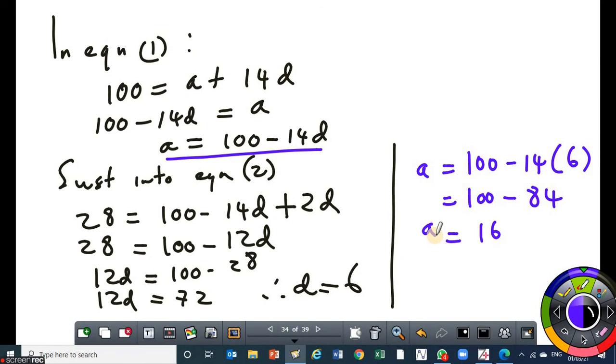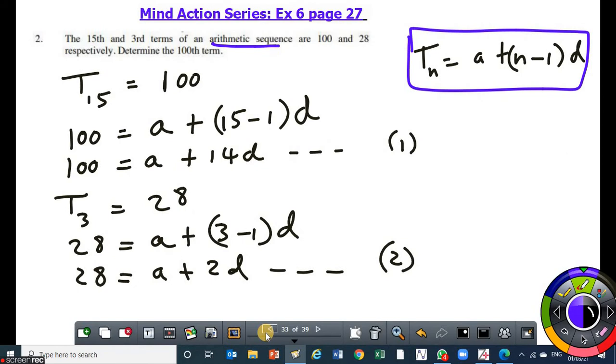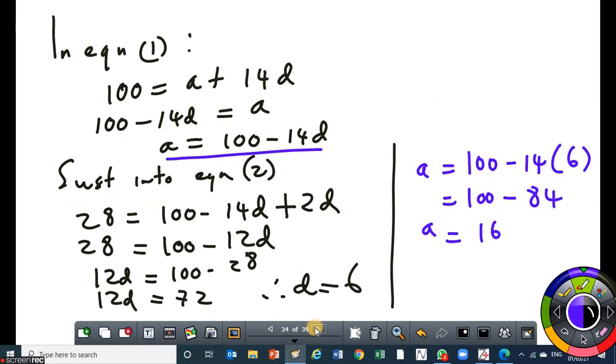Now, what was the question asking? Just give me a second, I want to go back. The question was saying, determine the 100th term. The term with the position 100. So we need to find T100. Now, once we have the value of D and the value of A, we need to go back to our general term and substitute the value of A and the value of D. Then we substitute n equal to 100 to determine the value of that term.